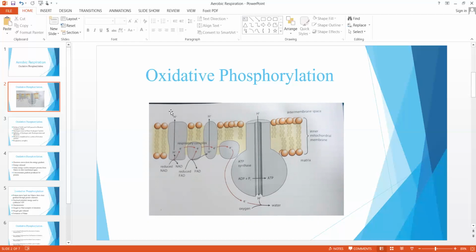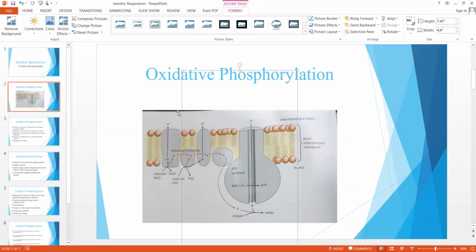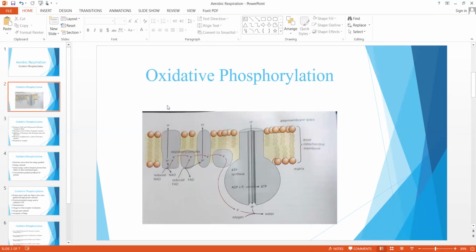Now you see, when protons have been moved into the intermembranal space, a high concentration of protons is set up, right? So there is a steep concentration gradient set up for the protons between this intermembranal space and the matrix of mitochondria. Okay, so leaving here. Now, what happens once there is a high concentration of protons produced in the intermembranal space?